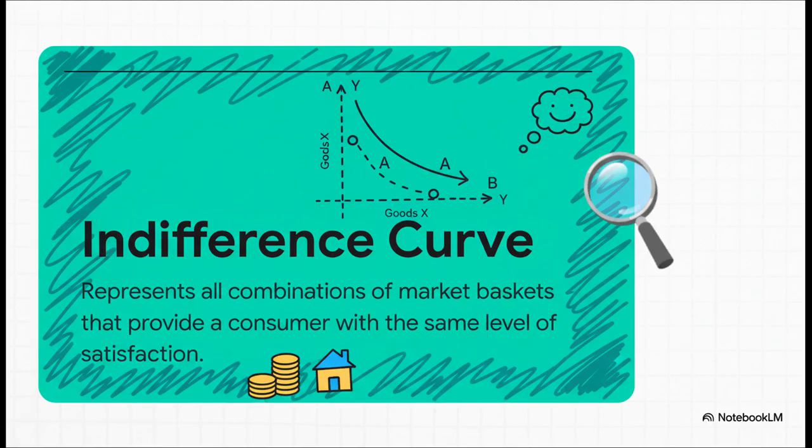The best way to think about this is like it's a contour map of happiness. Every single point along this curve represents a different mix of goods, say slices of pizza and movie tickets, that gives you the exact same level of satisfaction. Economists call this utility. You are literally indifferent between any of those combinations.